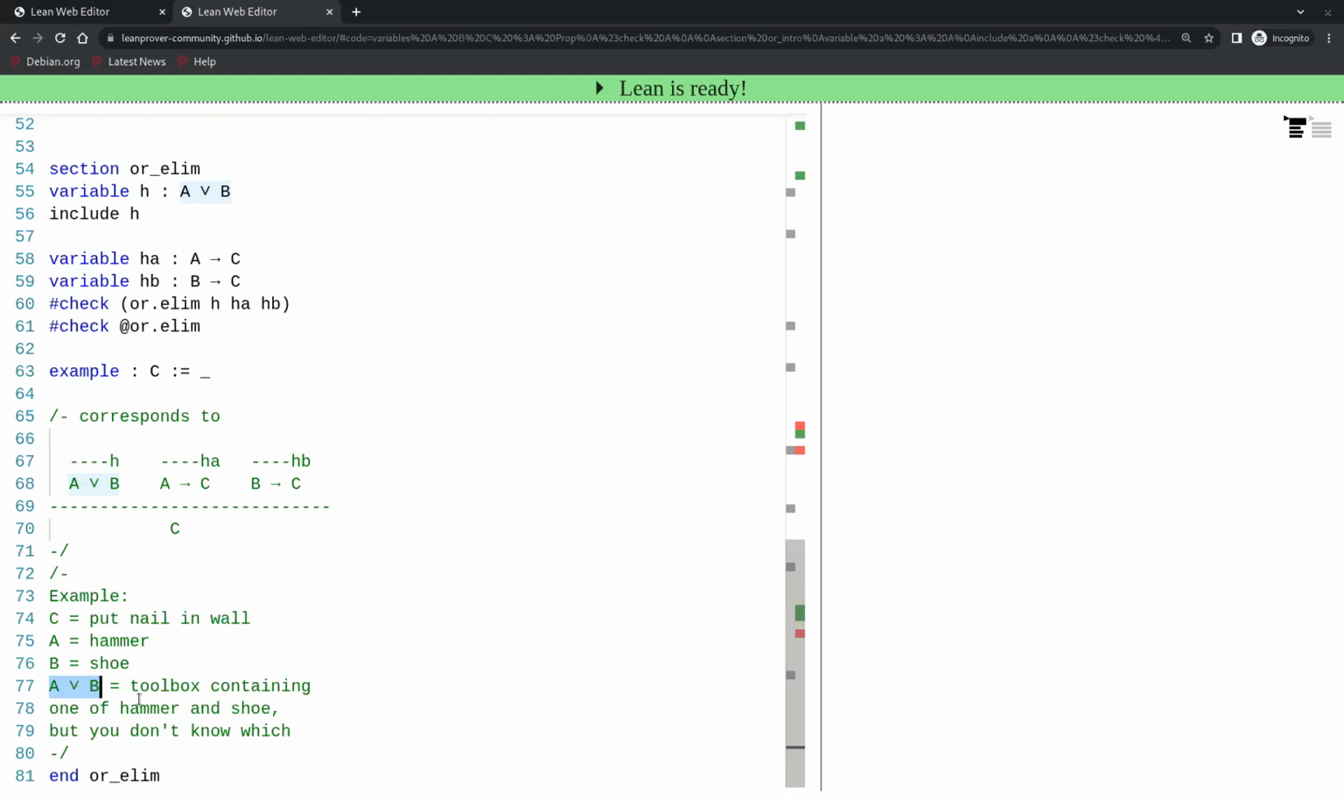So in order to understand that you can put the nail in the wall, you have to consider both options. Either the content is a hammer or it's a shoe. So if you can put the nail in the wall with a hammer, and you can put the nail in the wall with a shoe, then you know that you will be able to put the nail in the wall, given the toolbox, independently of what specifically the content of the toolbox is, a hammer or a shoe.